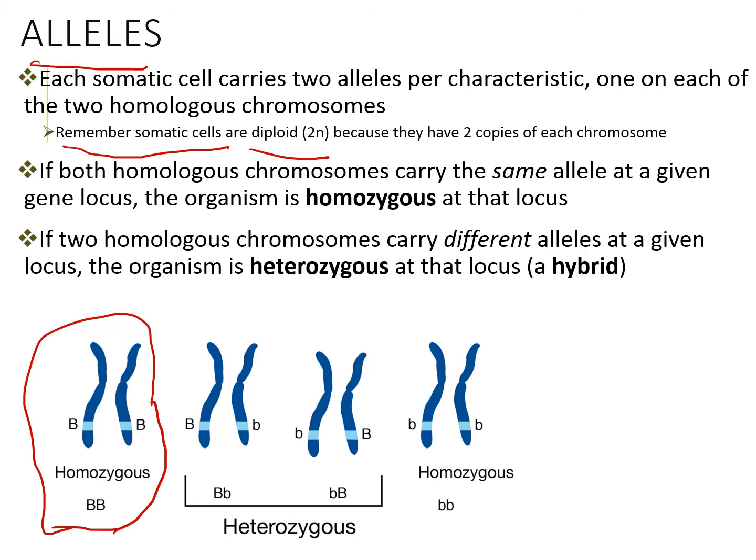This homologous pair, both of the chromosomes have a big B for that gene. And this is just an abbreviation for what type of allele it is. Big B on that chromosome, big B on this one. So they are homozygous. It's the same.